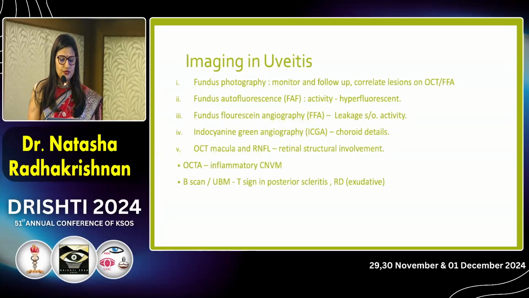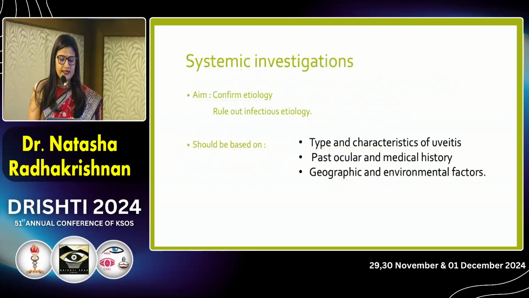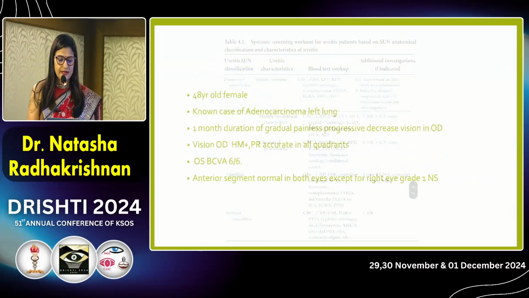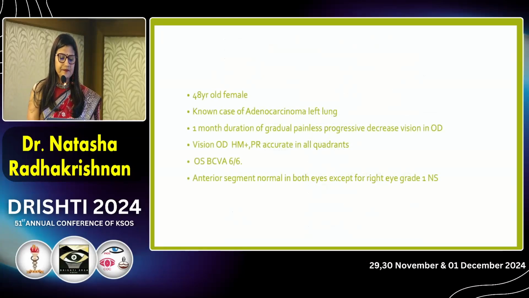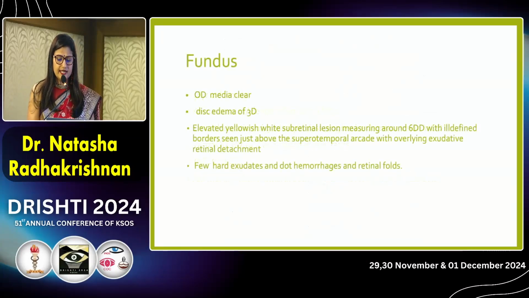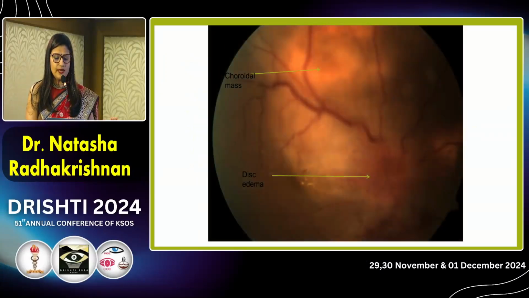Imaging can help you, both photography, autofluorescence, FFA, ICG, and that should again be based on your clinical examination. Systemic investigation, again based on your clinical examination. This is the list I said. There is a systemic screening workup list that is present in literature. You can just copy it in your clinic and then send the relevant investigations based on your SUN classification of uveitis.